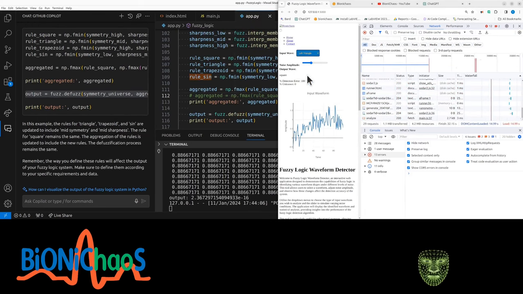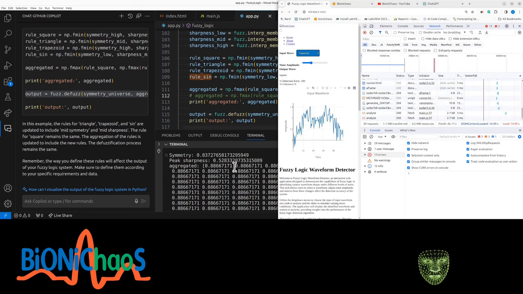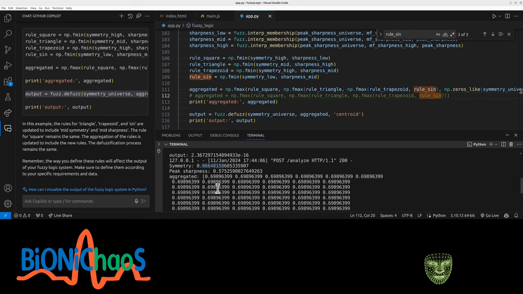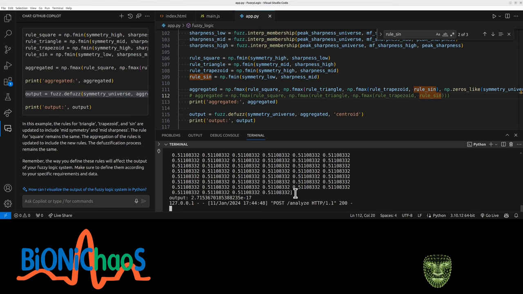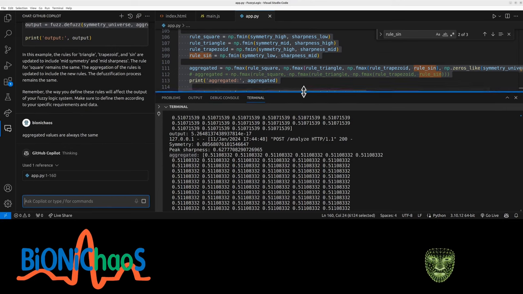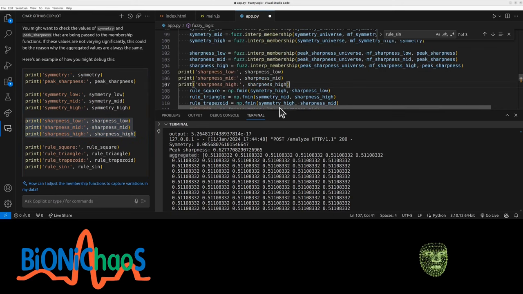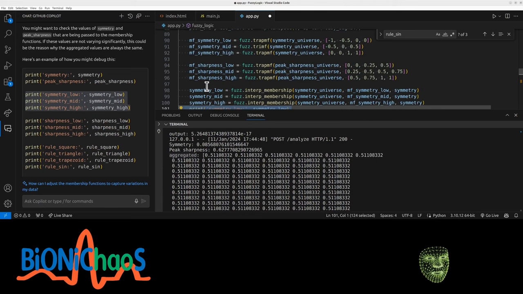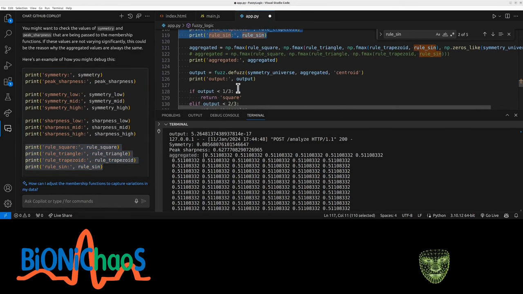So say we have left triangle symmetry 0.03, peak sharpness 0.52, and we have a trapezoid symmetry 0.06. So it's like double, but it's still a very low number. And sharpness increased as well, which actually does not make sense. And is aggregated always meant to have the same numbers? Aggregated values are always the same. So returning sharpness low, pop it in here, starting some heavy troubleshooting. Peak sharpness, symmetry, then we have the rules, the four rules, and aggregated and output.